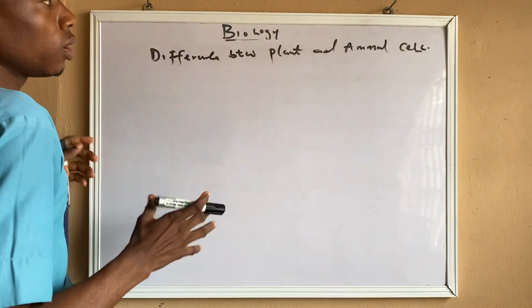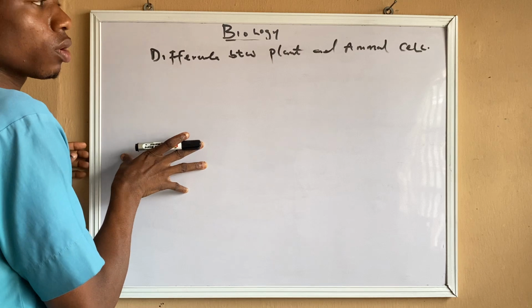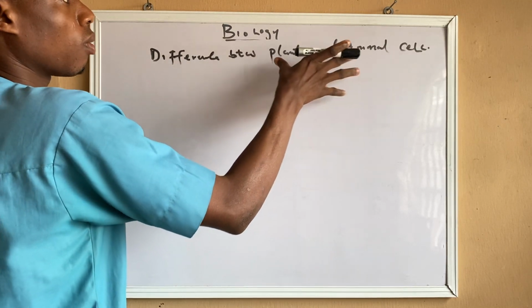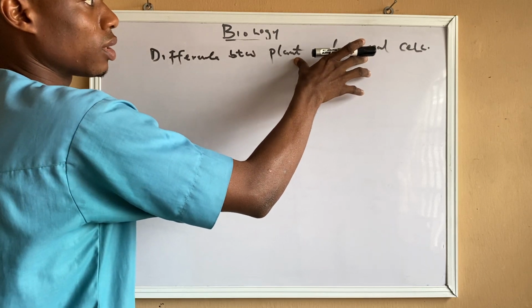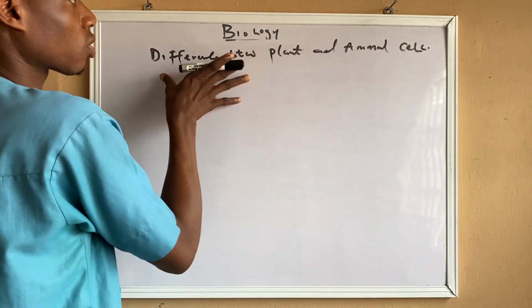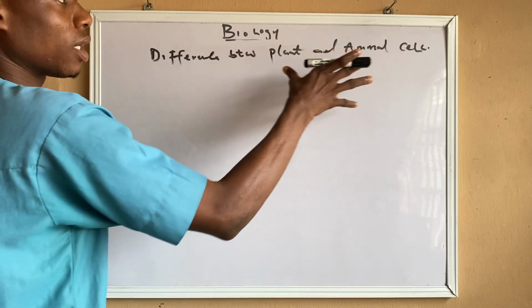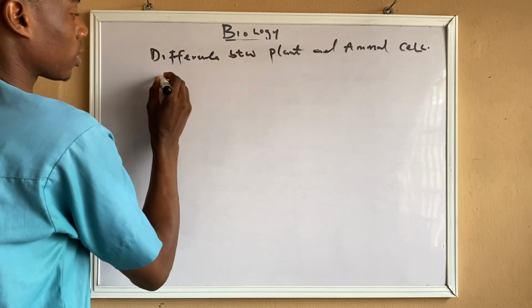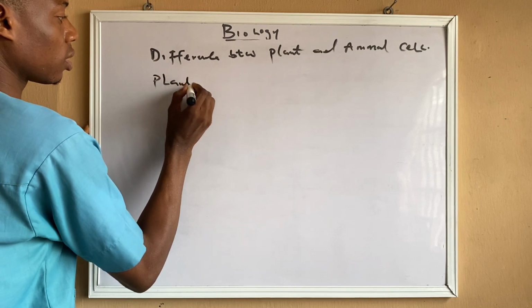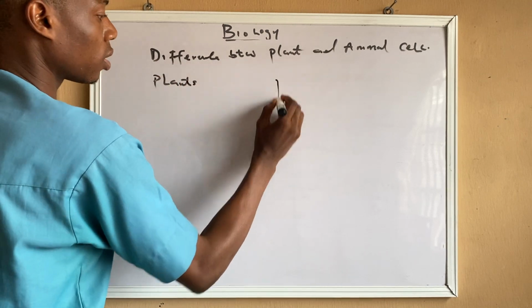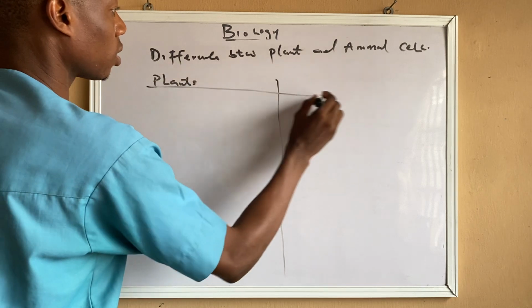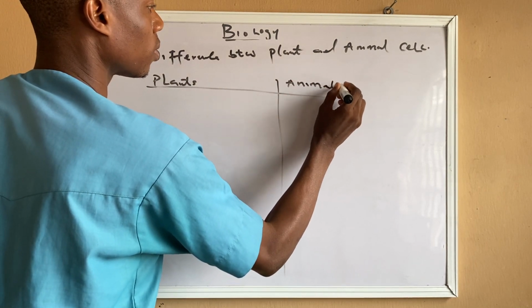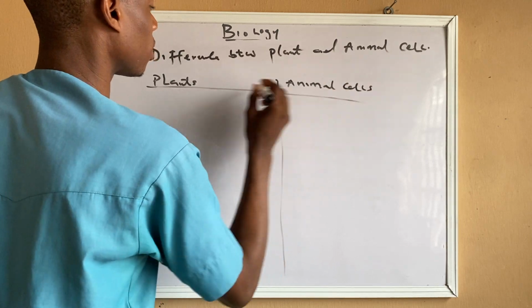So, in the previous lecture, we already talked about the features that plant and animal cells have in common. Today we'll be discussing the differences in their cells. Now let's do the tabular form. Plant cell, animal cell.